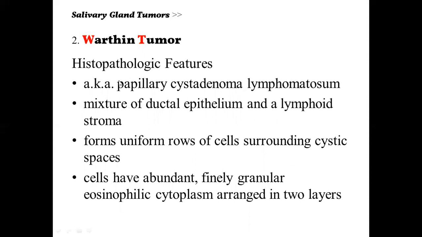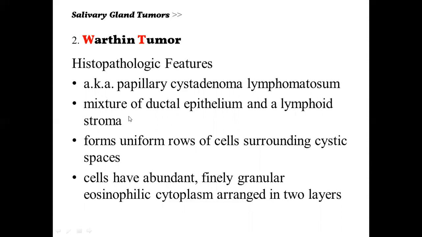Okay, so Warthin tumor is also known as papillary cystadenoma lymphomatosum. It is a mixture of ductal epithelium and lymphoid stroma. Forms uniform rows of cells surrounding cystic spaces. The cells have abundant, finely granular eosinophilic cytoplasm arranged in two cell layers. Okay? Sabi ko kanina, ang Warthin tumors ay kakaiba. Bakit? Kasi this is the only salivary gland tumor that has an association with the lymphoid stroma or lymphocytes. Hindi mo na mahanap sa ibang salivary gland tumors itong lymphoid stroma na to.